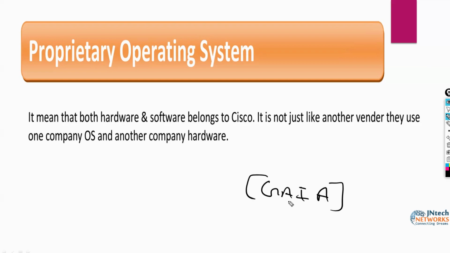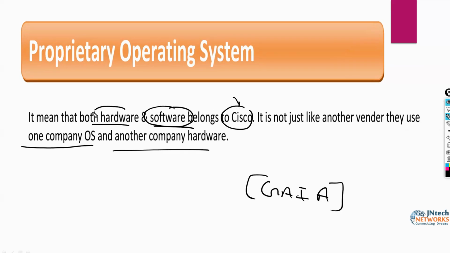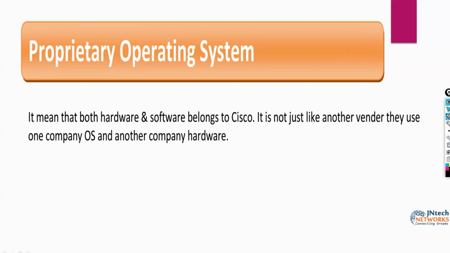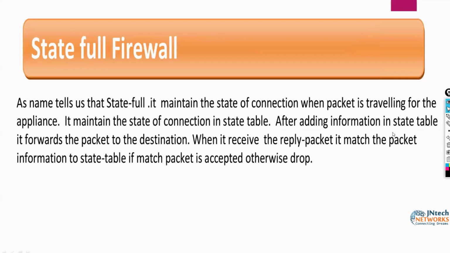But Cisco is what? Software and hardware both belong to Cisco. It's not like other vendors that use another company's operating system or another company's hardware. So if you face any software-related problem, you can talk to Cisco. If you face any hardware problem, you can talk to Cisco. Right. This is the first feature: software and hardware both belong to Cisco.